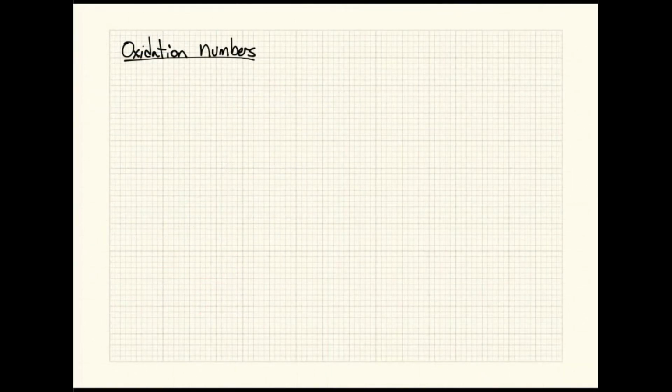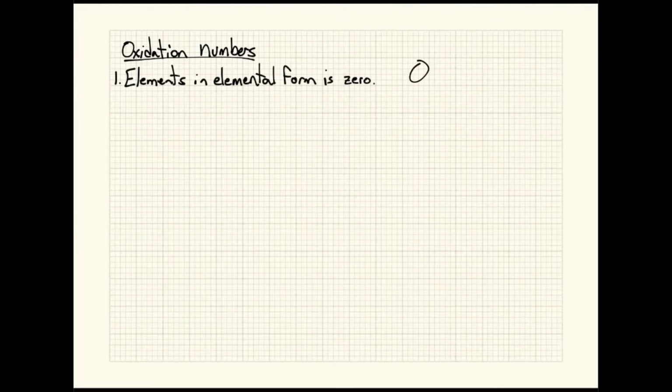Assigning oxidation numbers, or oxidation states, comes with a few quick rules of thumb that will help you do this for any general chemical species. The first rule is that if your chemical species is an element, in its elemental form, the oxidation number is just 0. A good example of this would be something like molecular oxygen, O2, or molecular hydrogen, H2. Each of the hydrogen atoms in this molecule, and each of the oxygen atoms in that molecule, is assigned an oxidation number of 0.